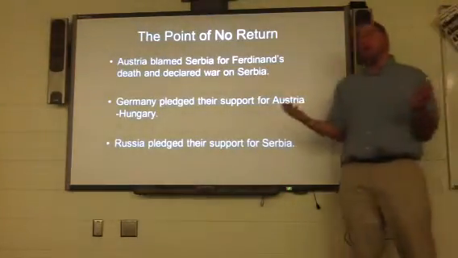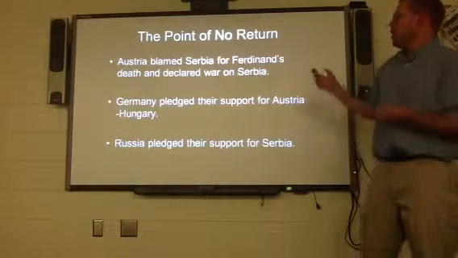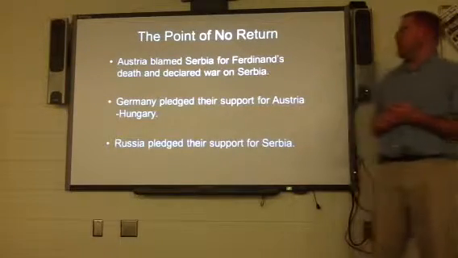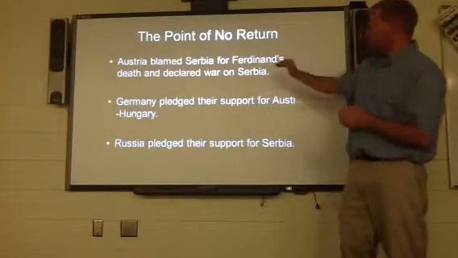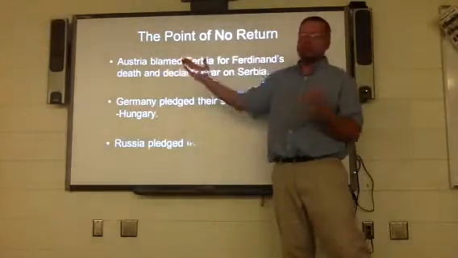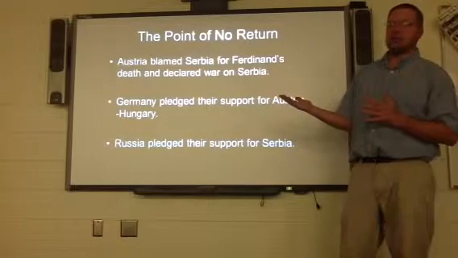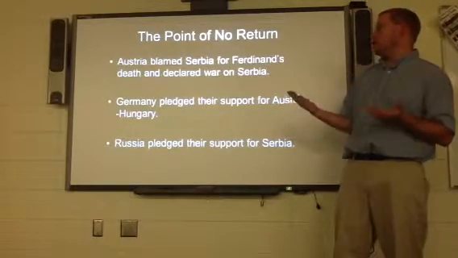Now, here's how this leads to war. Austria blamed Serbia for Ferdinand's death and declared war on Serbia. So right now, we basically got a conflict between Serbia and Austria. Now here's the problem. We got alliances. So each group needs to now back each other up.